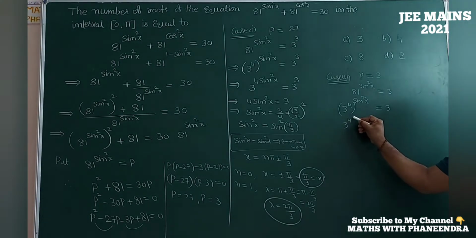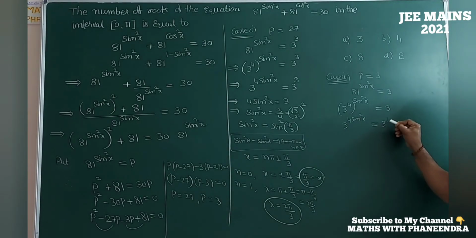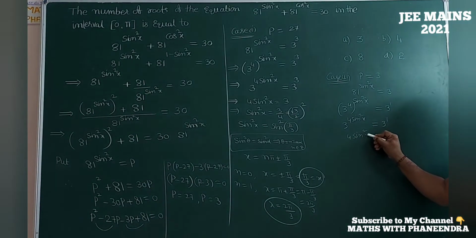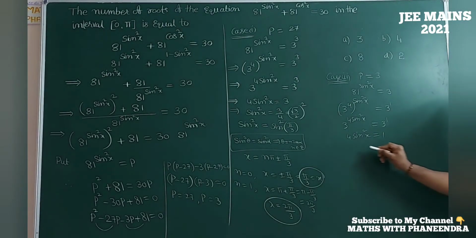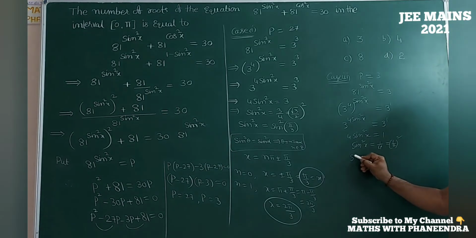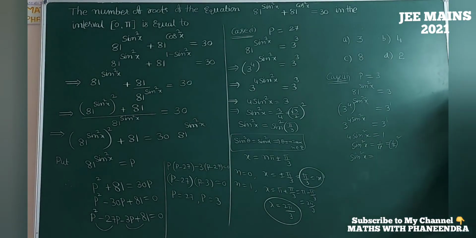3 power 4 sin square x is equal to 3 power 1. 3 means 3 power 1. Base or equal power should be equated. 4 sin square x is equal to 1. Sin square x is equal to 1 by 4. That can be expressed as 1 by 2 whole square. So sin square x is equal to 1 by 2 in terms of sin 30 degrees.